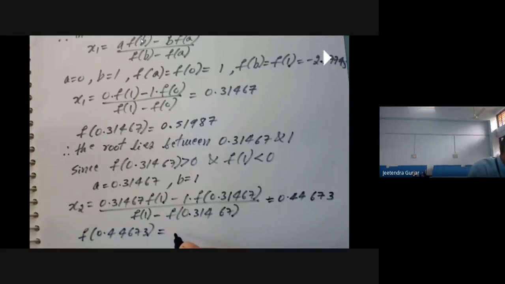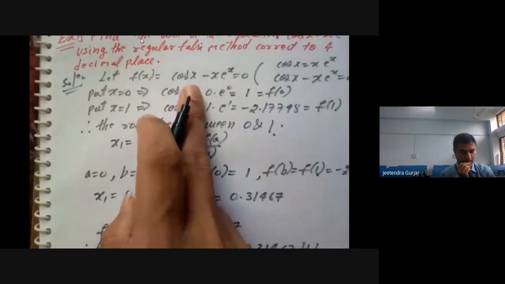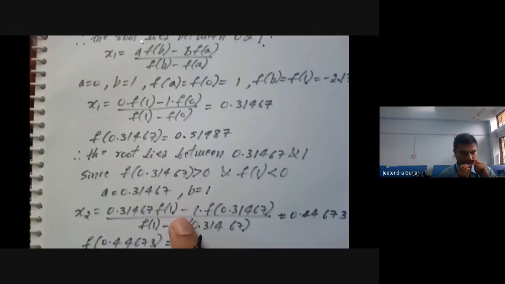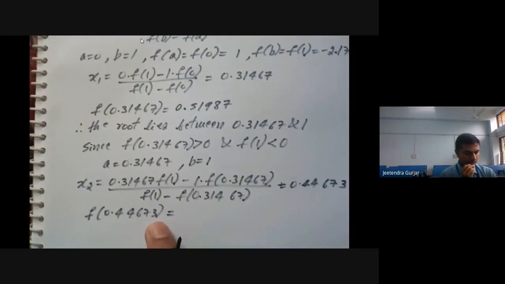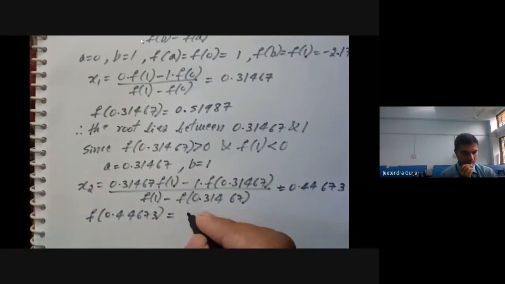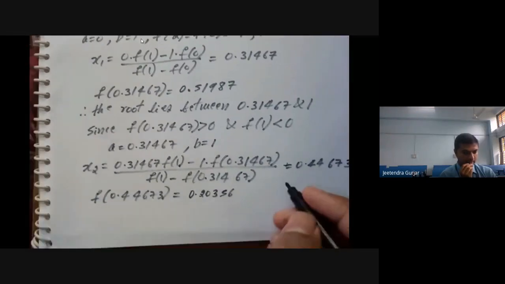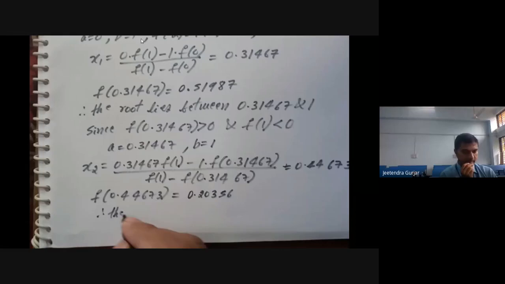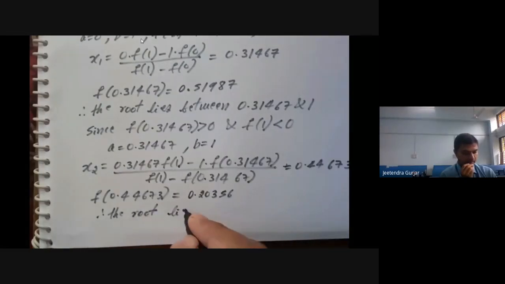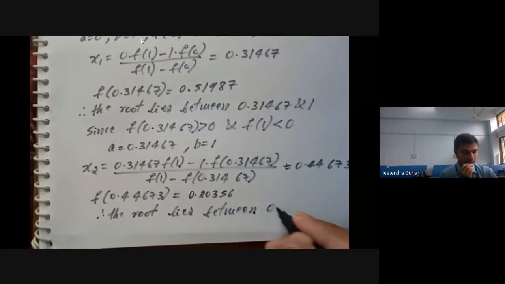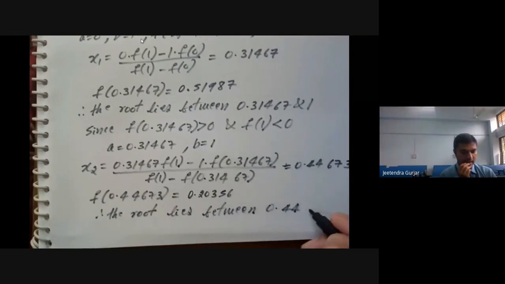Okay, fine. So I'll write that answer only. It is f of 0.44673 is equal to, when you substitute x value in the function. So this is our function. Always remember x value, we are going to put it in the function value. So what we get, this is equal to 0.20356. Now remember, the root lies between, yes, all the students write down, the root lies between 0.44673 and 1.